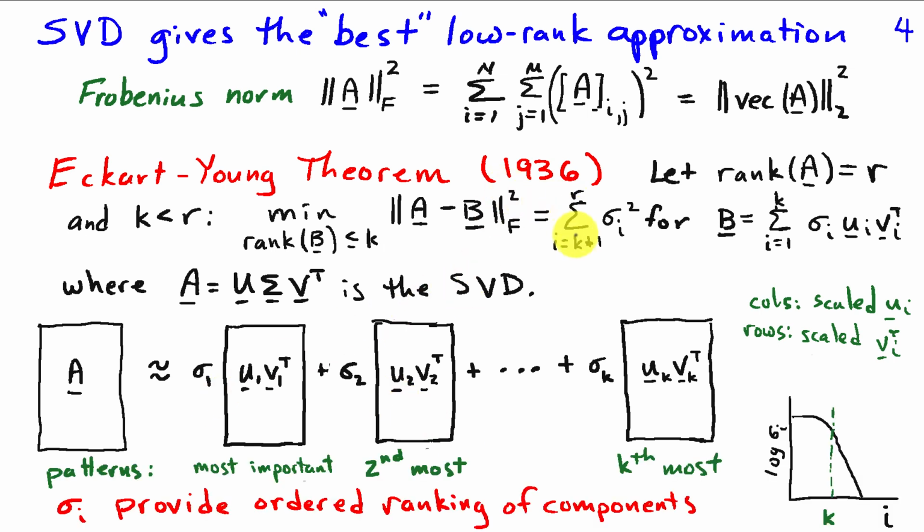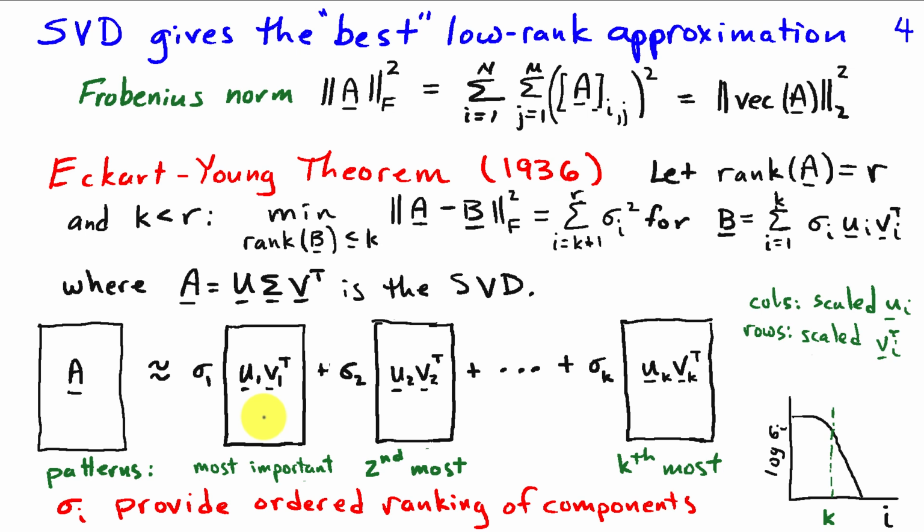Now, because the error is given by the sum of the singular values that are excluded, and remember that the singular values are ordered from largest to smallest, so sigma 1 is the largest singular value, then I can define u1 v1 transpose and say that this is the most important pattern for representing the matrix A. Sigma 2 is the second biggest, so u2 v2 transpose is the second most important pattern for representing the matrix A, and so on. So these sigma i provide an ordered ranking of these components that constitute the matrix A.